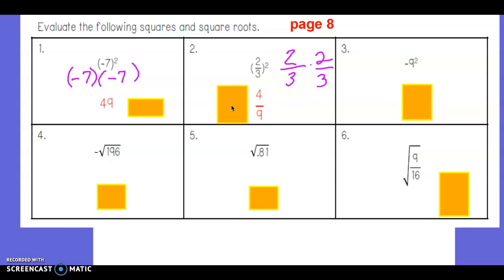Problem number 3, notice that the negative sign is not in the parentheses. So the first thing you do is square the 9, and that gives you 81, and then you put the negative sign in front. So the final answer is -81.